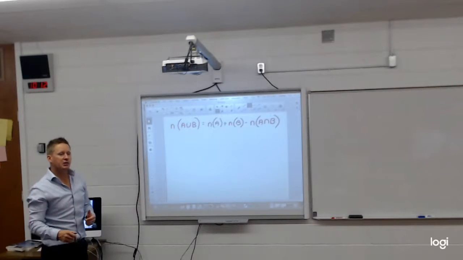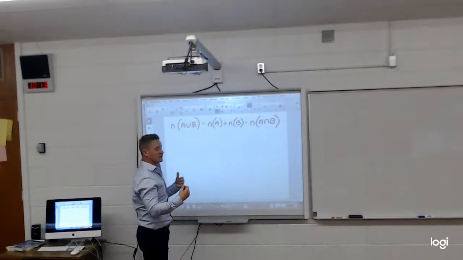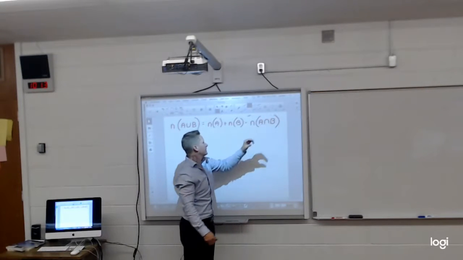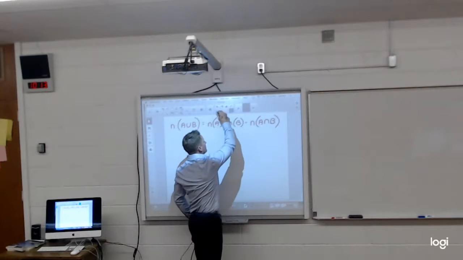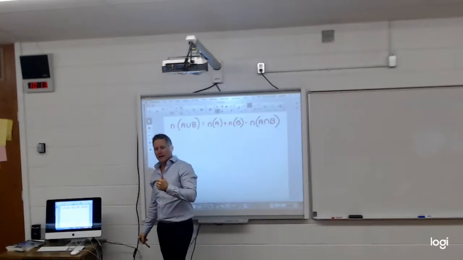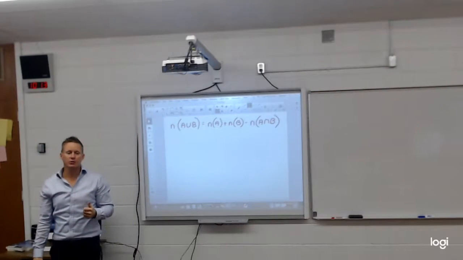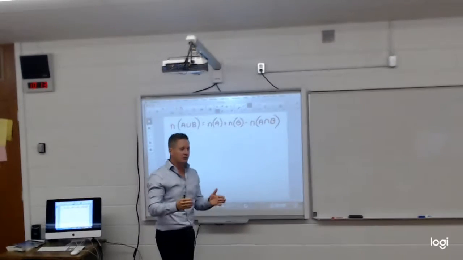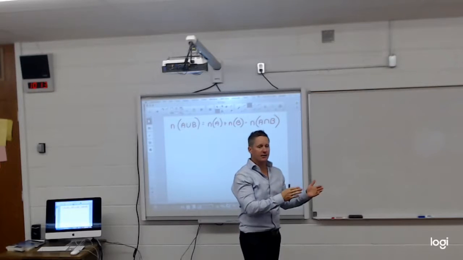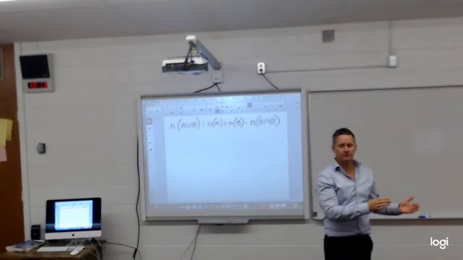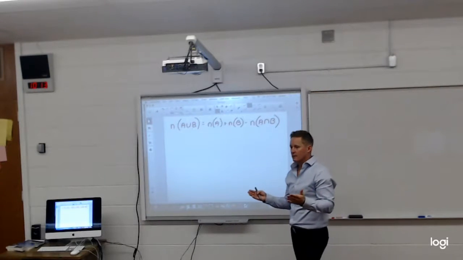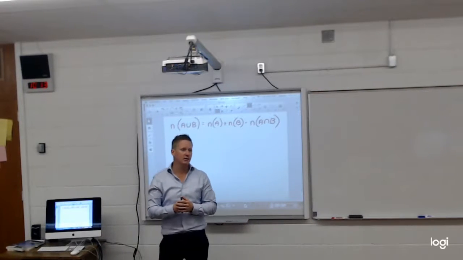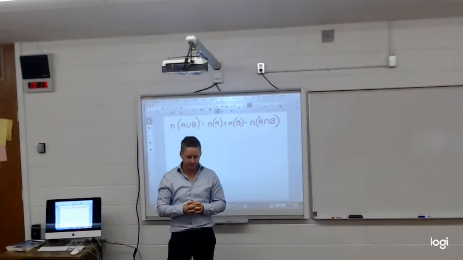So if it was said that they were disjoint sets, they had nothing in common, this overlap wouldn't be here. That value would actually be 0. Now we're going to call that mutually exclusive. So disjoint sets and mutually exclusive mean the same thing. There is nothing in common in set A or set B. Fair enough? So this relates to what we've already done.